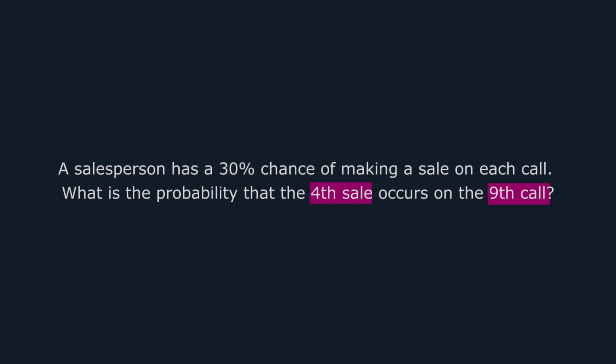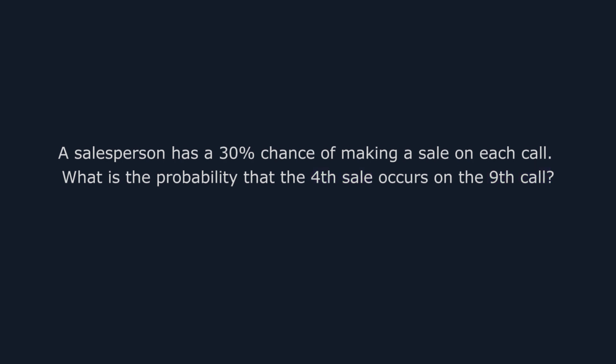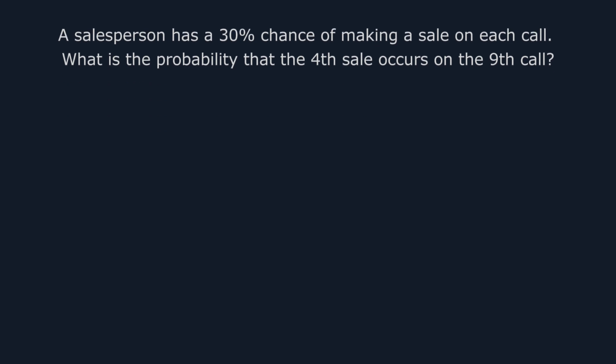What makes this problem negative binomial is the same reason as before. We're not just counting the number of sales made in a fixed number of calls. Instead, we're trying to find out how many calls it takes to make the fourth sale, and we want the last successful call to happen exactly on the ninth attempt. Now, let's proceed with the solution.